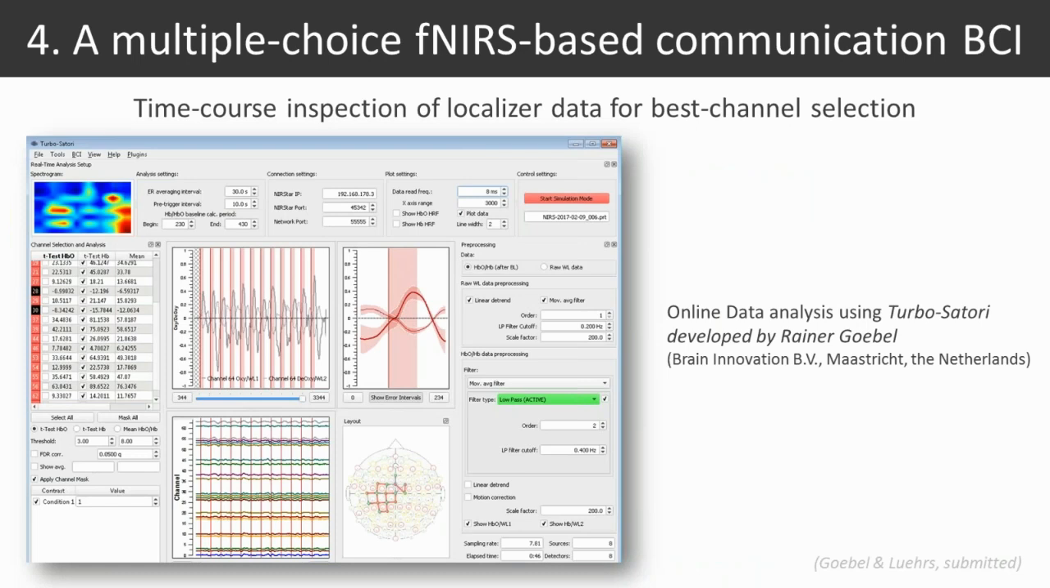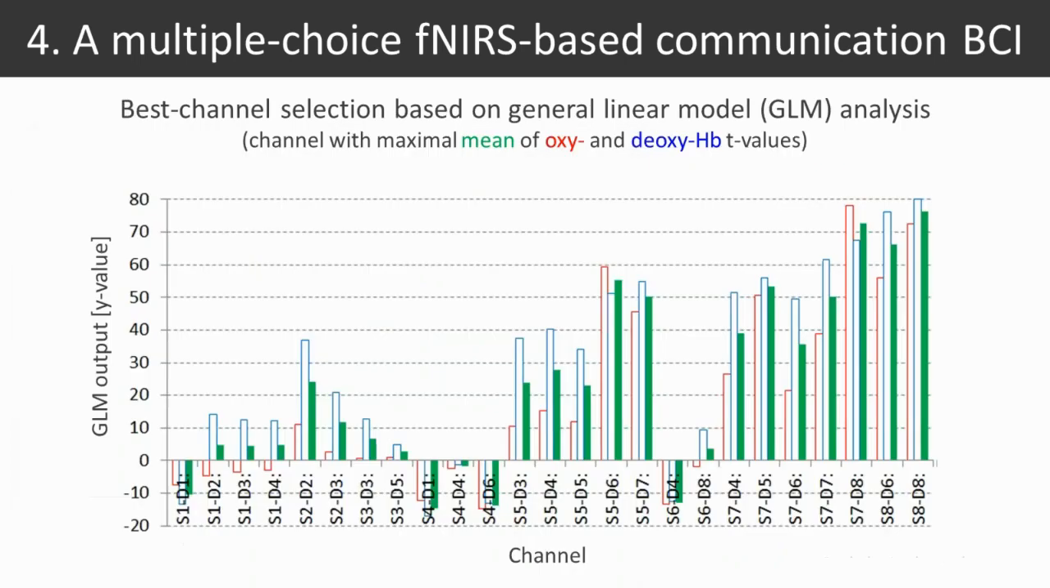The next step after these localizers was time course inspection, and this was done because we wanted to select the best channel. By using Turbo Satori, our online data analysis software developed by Rainer Goebel in Maastricht, we can nicely evaluate the data online, and it also has output like the T values of oxy and deoxy hemoglobin. The criterion to choose the best channel was based on the mean of oxy and deoxy hemoglobin T values.